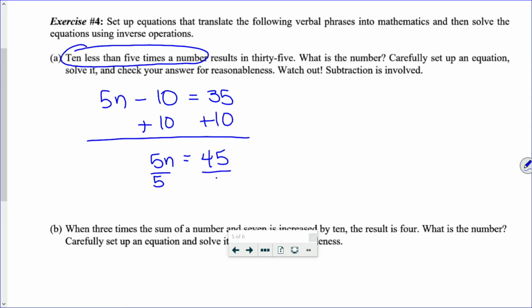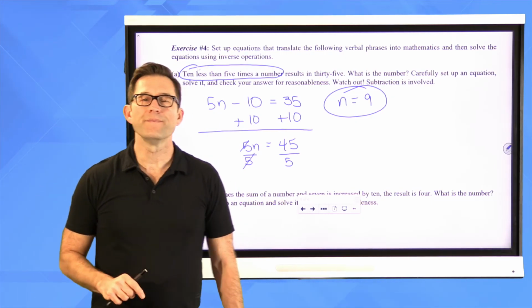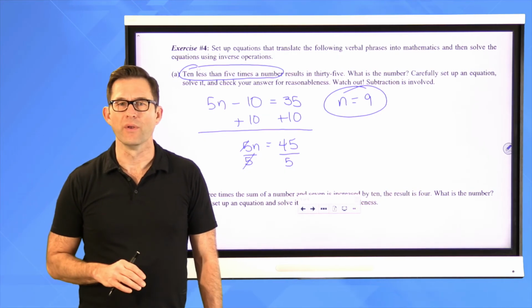Divide both sides by 5. 5 divided by 5 is 1. 45 divided by 5 is 9. Now, I said check for reasonableness.